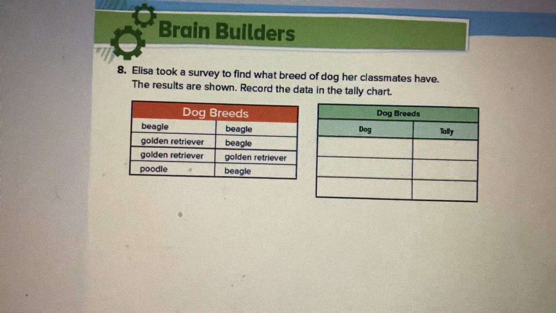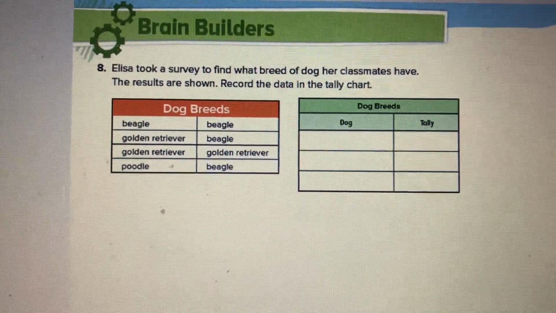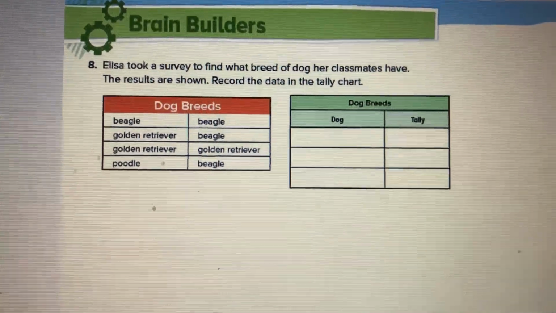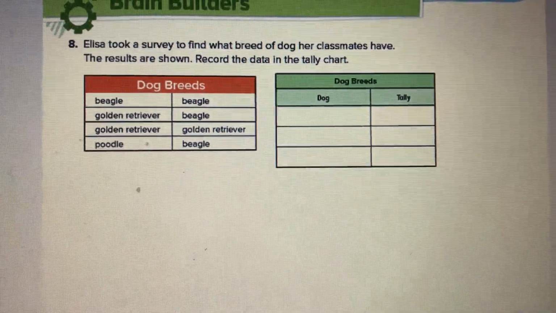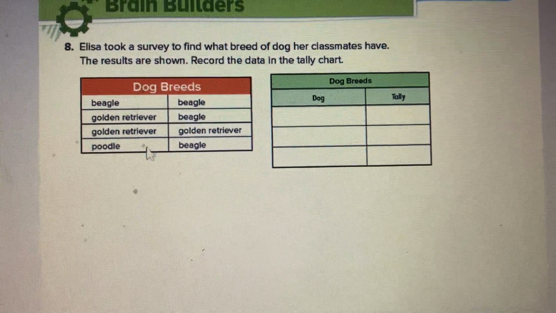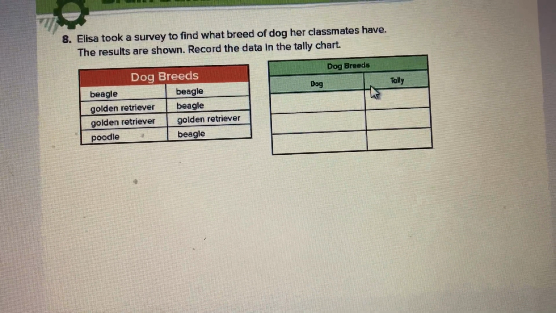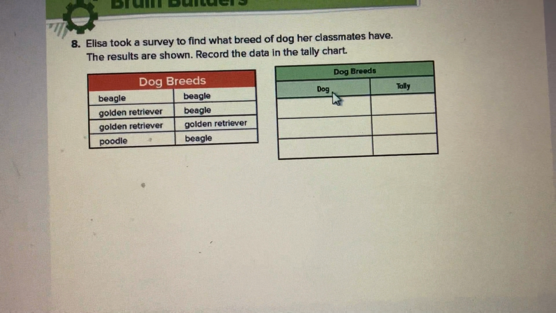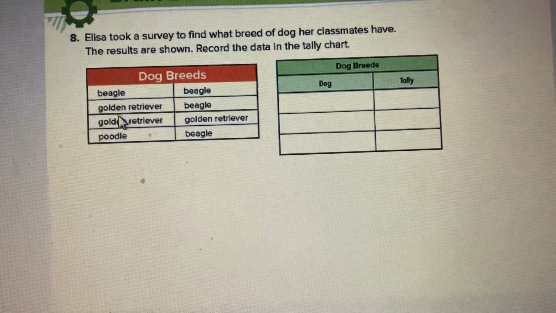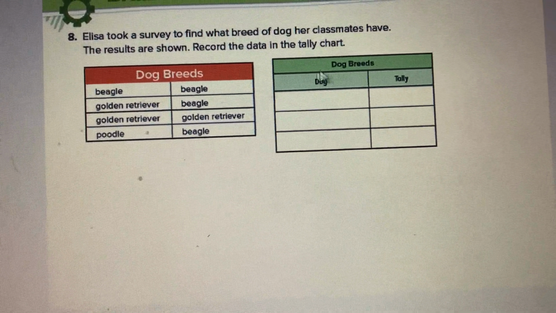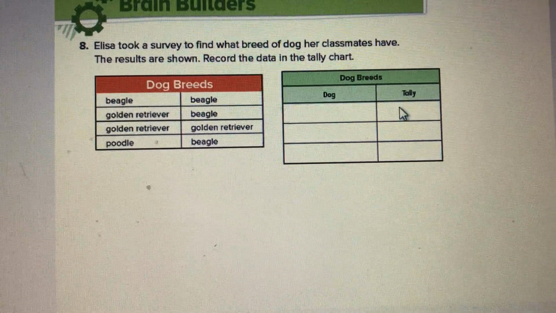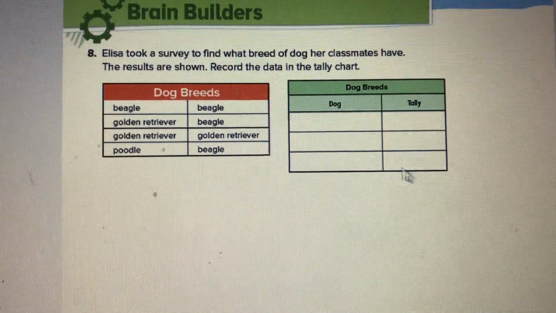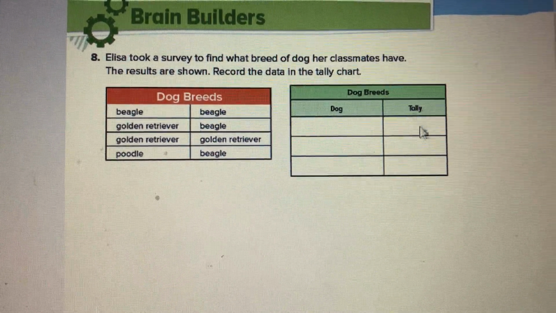Elisa took a survey to find out what breed of dog her classmates have. The results are shown. Record the data in the tally chart. So you're going to take all of this information and put it over here. How many different dog breeds are we talking about? Well, we've got a Beagle, a Golden Retriever, a Poodle. So I'd write Beagle, Golden Retriever, and Poodle. And then you're going to make tallies each time you see one. So next to Beagle, you're going to have a certain amount of tallies.